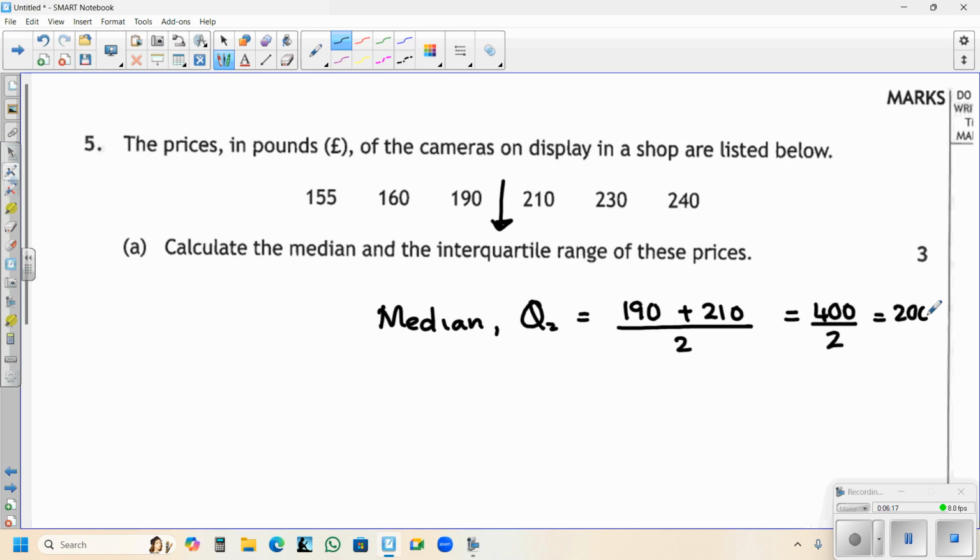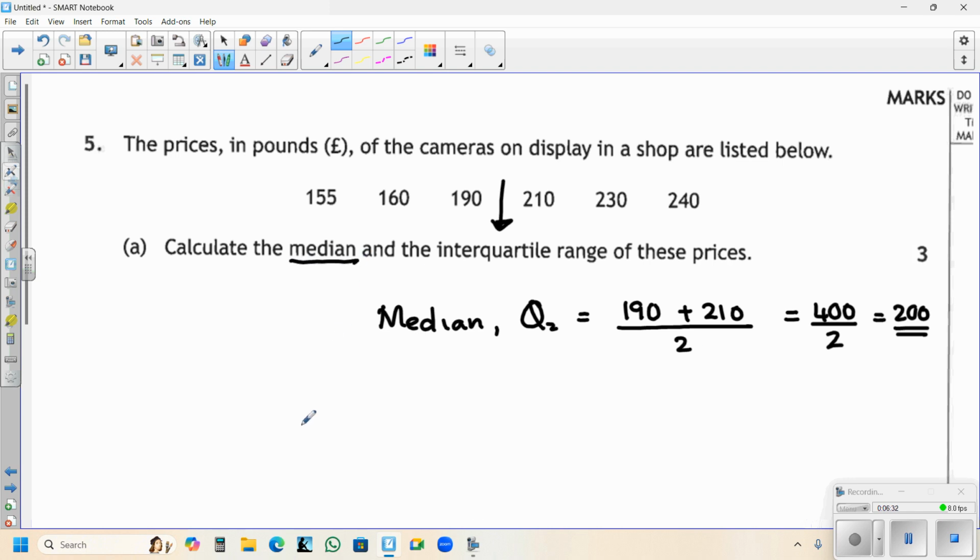Now another way of looking at that, rather than doing that wee sum, is what number lies between 190 and 210? It is 200. If you can do that, that's okay, but make sure you're precise and you don't make any silly mistakes. So we've got the median, that's okay.